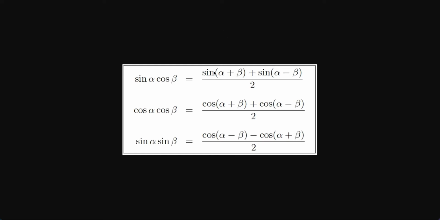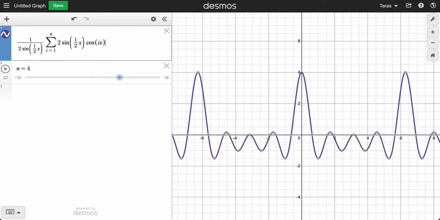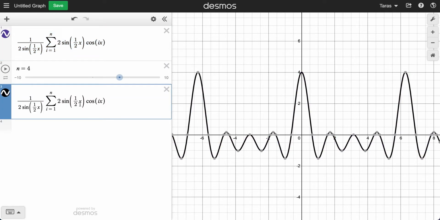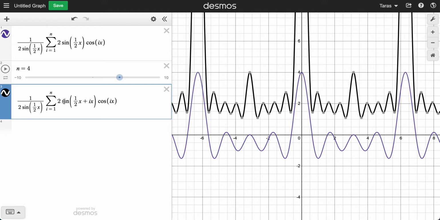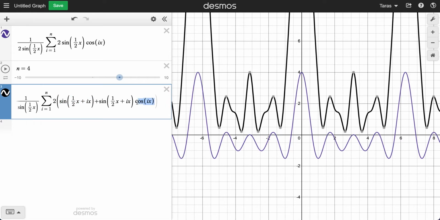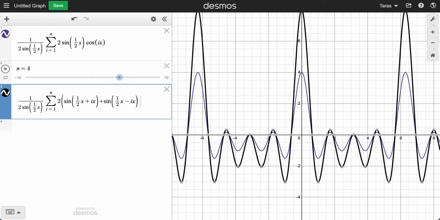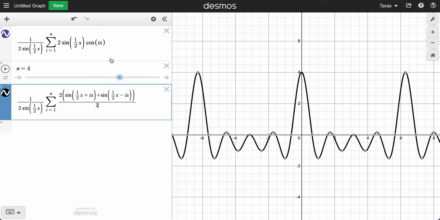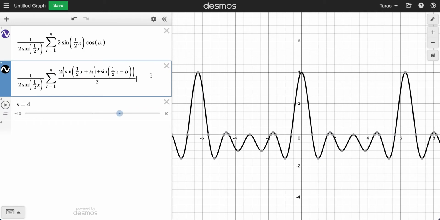Now, on the right hand of the equal sign, we have sine of alpha plus beta. Let's substitute alpha plus beta. So sine alpha plus beta plus sine alpha minus beta, divided by 2. You see, the expression hasn't changed. So I'm gonna work with this expression from now on.